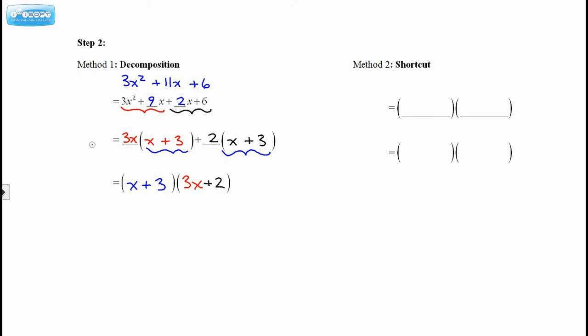Okay, so this stuff you've already done before. Okay, the only thing that was really new was starting from 11x and knowing to break it down into 9x plus 2x. But this factoring by grouping is the same. Let's check it though. Let's FOIL it out. And I'll write it down one more time.